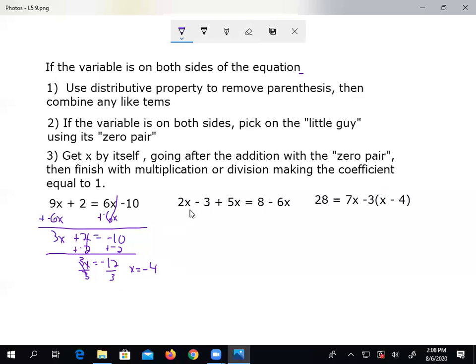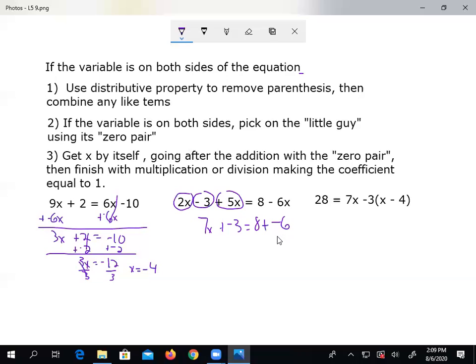On the next example, we have 2x minus 3 plus 5x equals 8 minus 6x. On this one, I don't see any parentheses, but there are some like terms to contend with. So see how we have a 2x and a negative 3 and a 5x. The 2x and the 5x are like terms, so that's going to end up being 7x and a negative 3. So I combine my like terms. That's going to equal this 8 and this negative 6x.